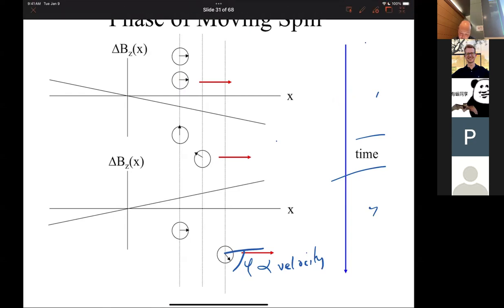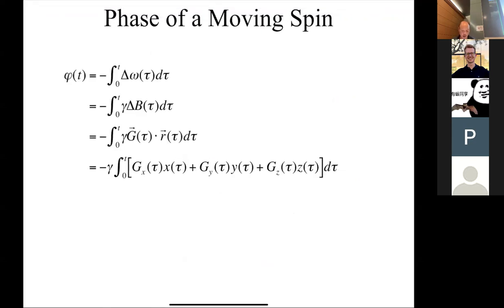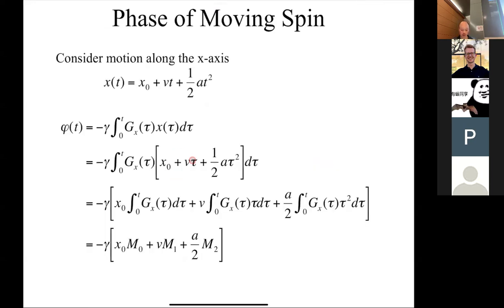There we go. Okay, so we're not going to go through this in too much detail, but just to remind you that the phase is sort of the integral of the change in frequency, with reference to the isocenter, and that all turns out to be the gradients. What's only different here is, before, these x, y, and z, we assumed they were static and not changing. Now we're going to let the x position change with time. All right, so that's the only thing we're going to do.